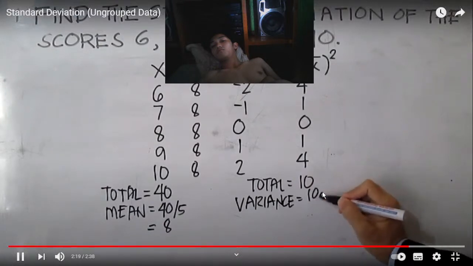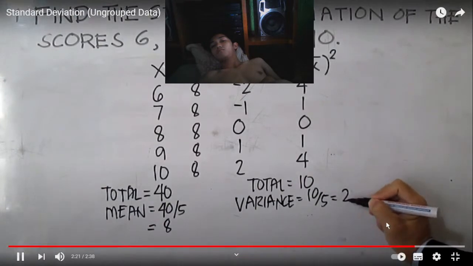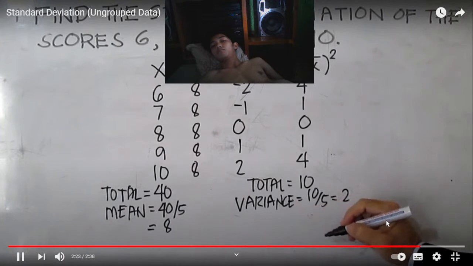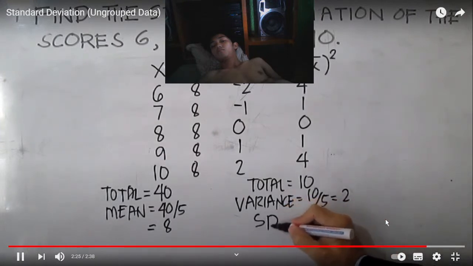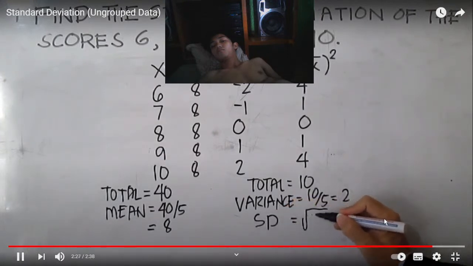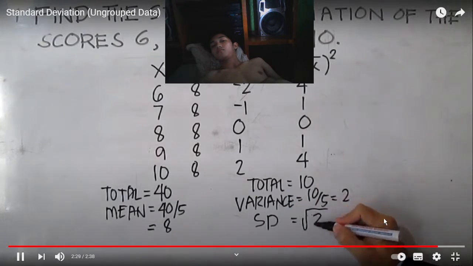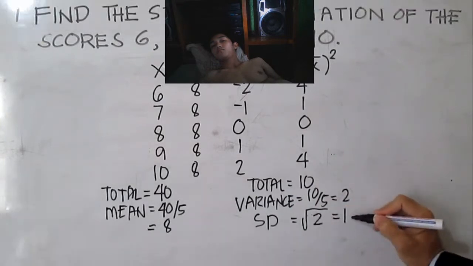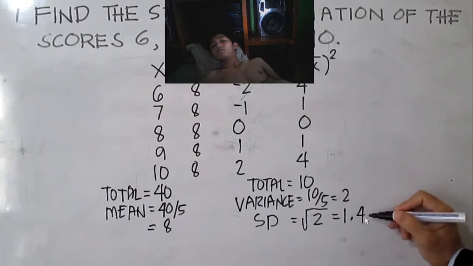Actually, this is your variance. And the square root of your variance is your standard deviation. So the square root of 2 is equal to 1.41.